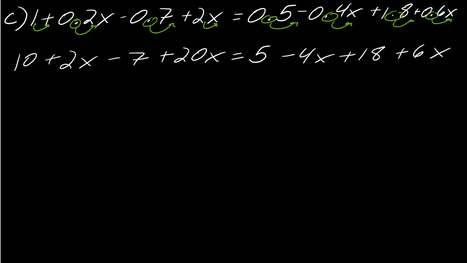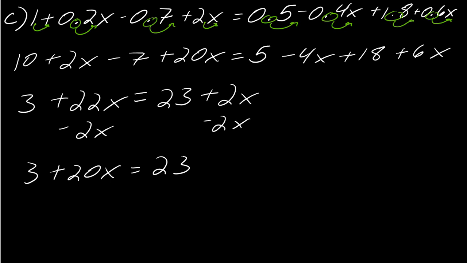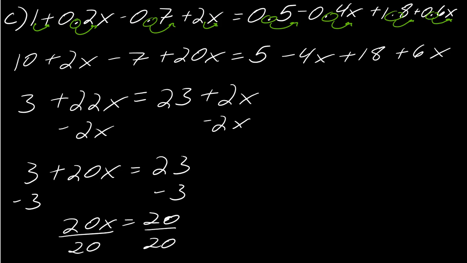Okay, and so now I can collect my like terms. That's going to be 3 plus 22x. And then on the other side, this is going to be 23 plus 2x. So now I've got to get all the x's over to one side and all the numbers to another side. I always like to do the x's first. So I'll subtract off the 2x. So I get 3 plus 20x equals 23. And then I can subtract off the 3 to get 20x equals 20. Divide both sides by 20 to get x equals 1.